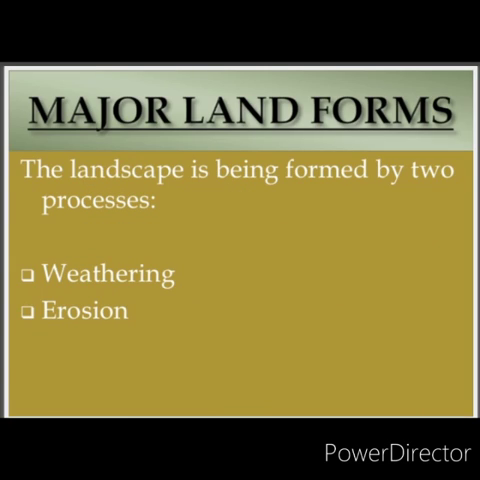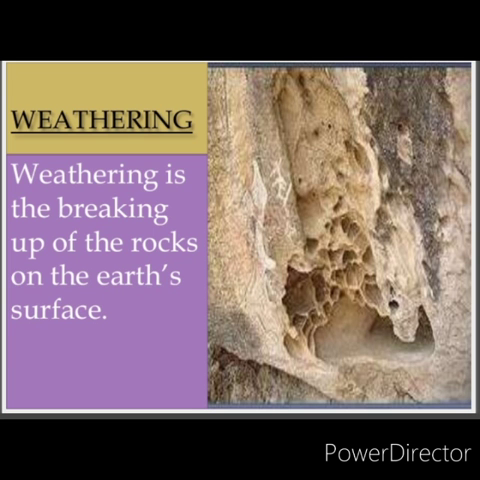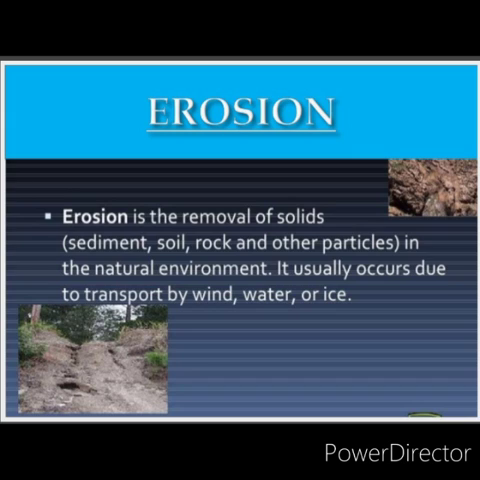Next part is landforms. So, the major landforms are weathering and erosion. So, weathering is the breaking up of the rocks on the Earth's surface. Now, what is erosion? So, erosion is the removal of solids in the natural environment. It usually occurs due to transport by wind, water, or ice.